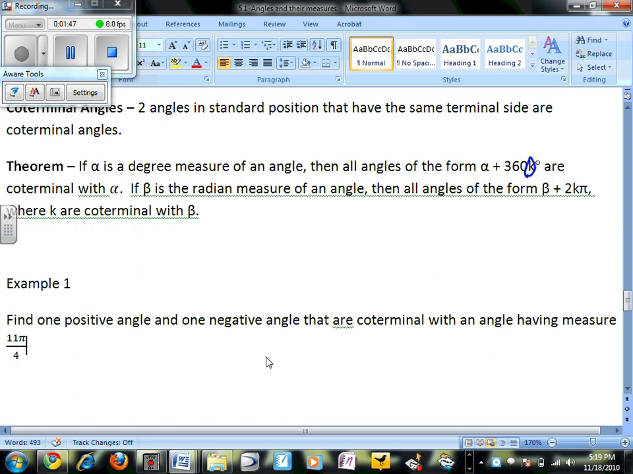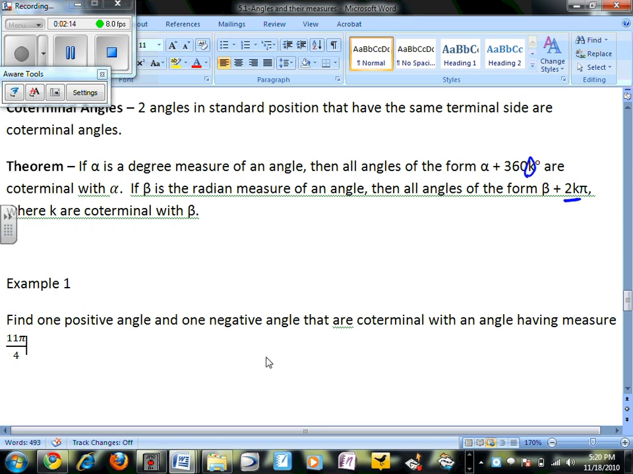If beta is the radian measure of an angle, so we have a different one, except we're talking about radians this time. To go in a full circle for radians, we go 2 pi. So it has 2k pi. Say we plug 2 in for k, we could go around 4 pi. Or if we plug 3 in, 6 pi. See what I mean? We could just keep going in circles. Those are all coterminal with the angle beta.